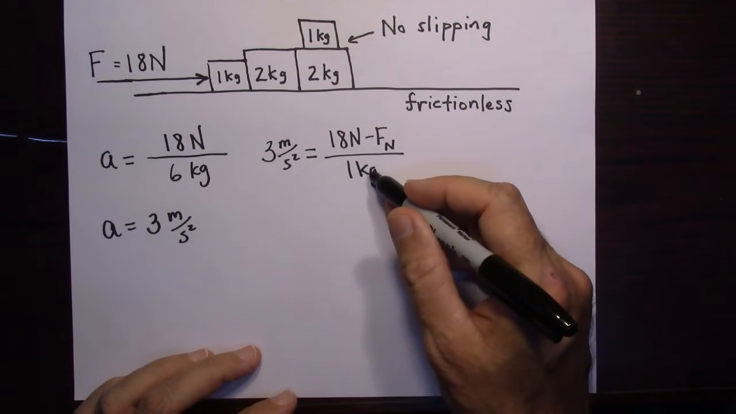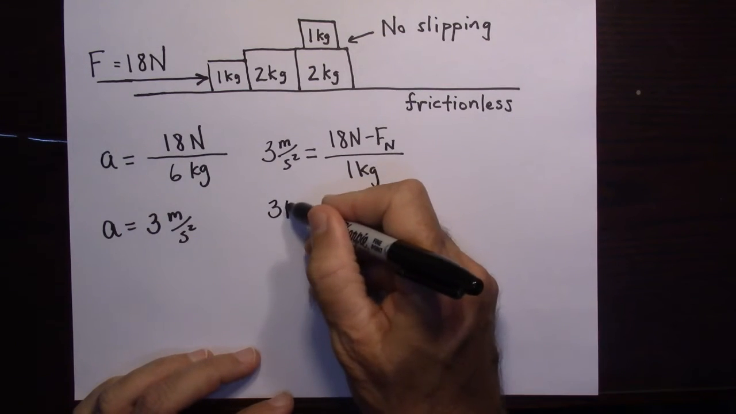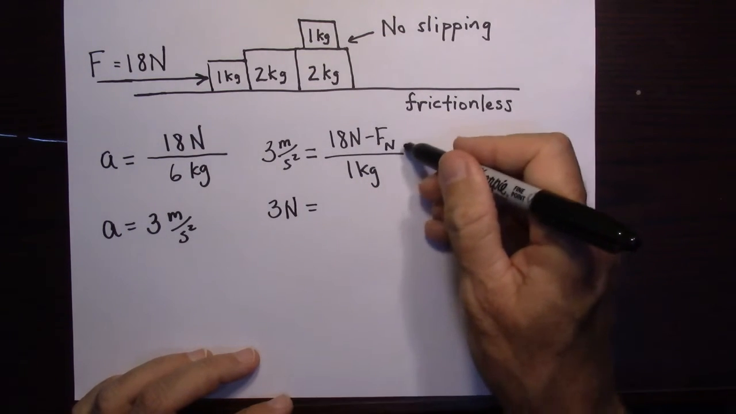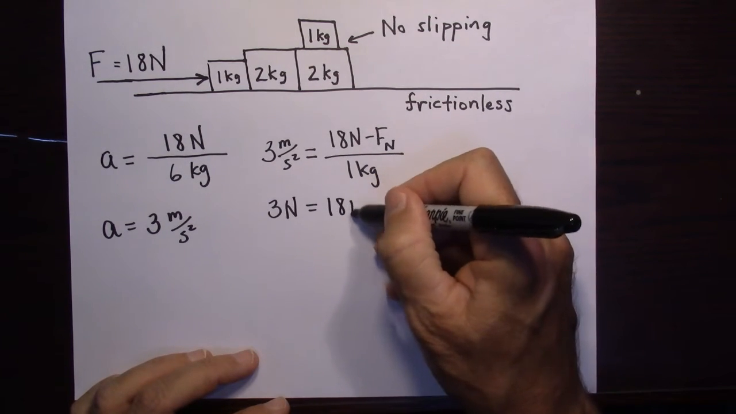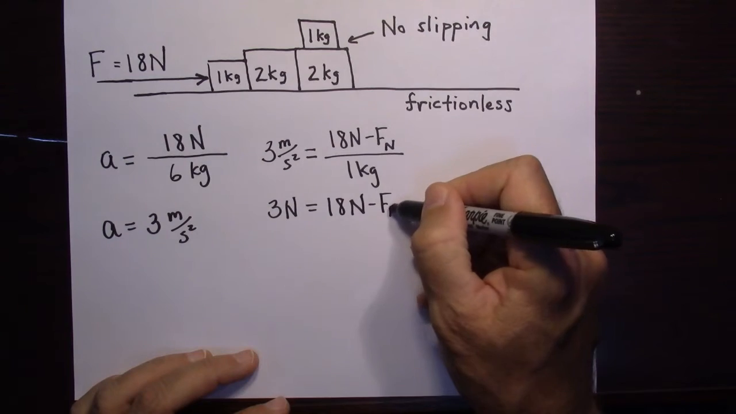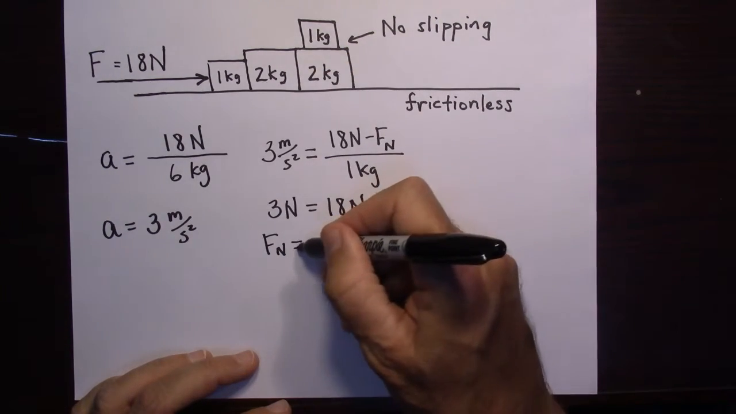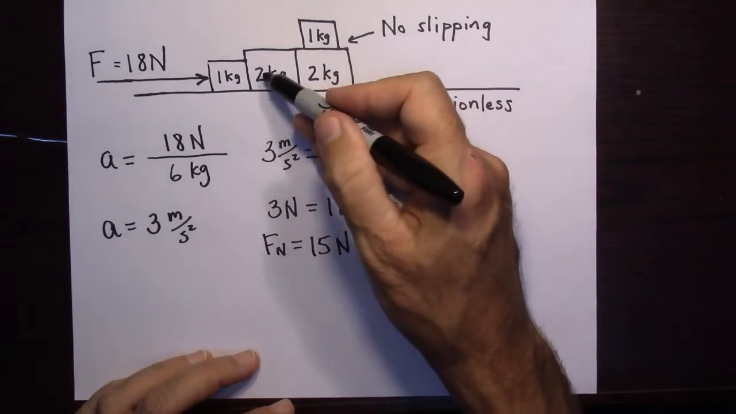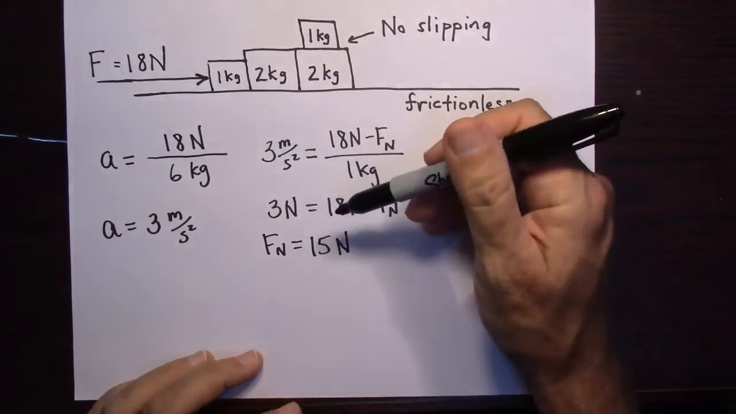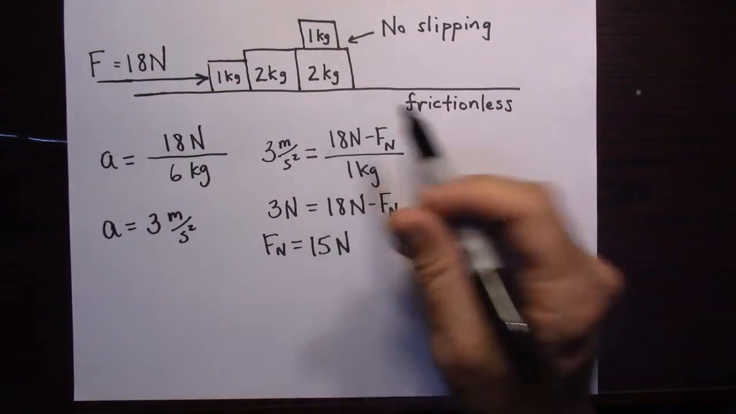Okay, so bring the 1 kilogram to the other side. That's going to make that 3 newtons. If you multiply both sides by 1 kilogram, that's going to equal 18 newtons minus Fn. So Fn, the normal force between these, is 15 newtons. What I'm telling you is that that block is pushing on the 1 with 15 newtons. So the 1 is pushing on the 2 with 15 newtons.